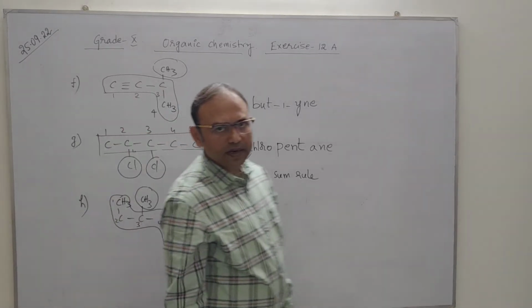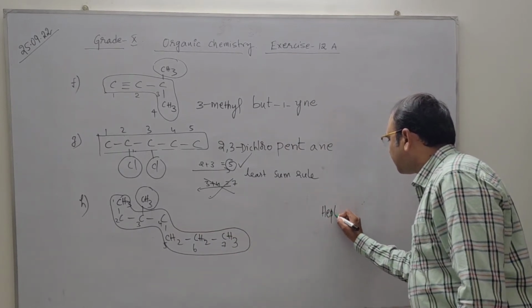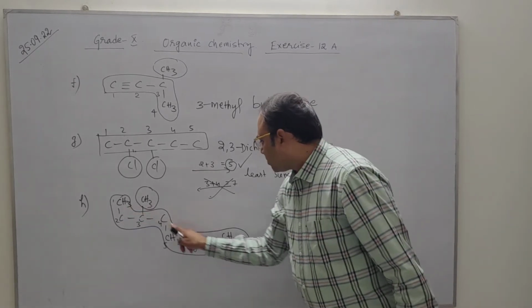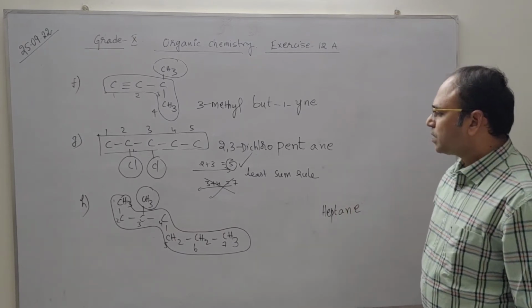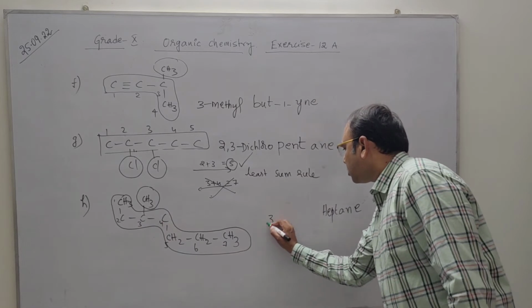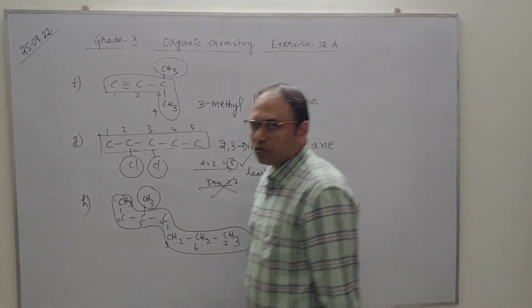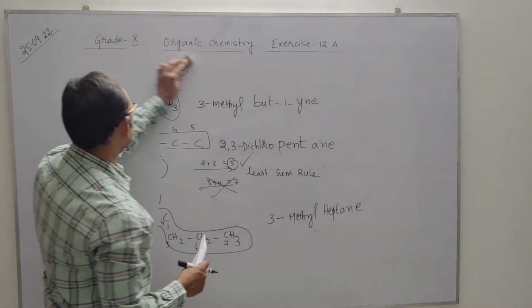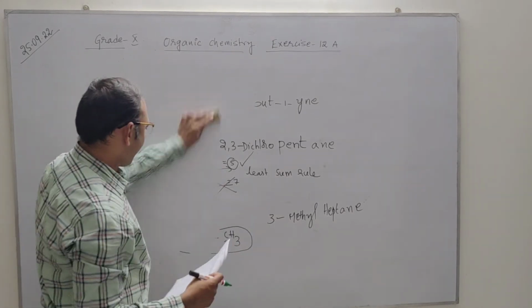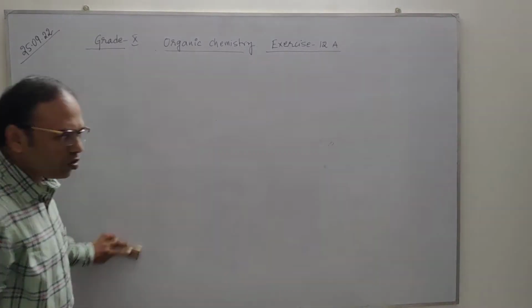So let us follow the rule and write the name. So 7 carbons, hence the root word is hept. Single bonds are present between the carbons, so hence we can write it as ane, heptane. The branch is at the 3rd position, a methyl group, so 3-methylheptane. So this will be the IUPAC nomenclature for H. Next, so hope you are following this.